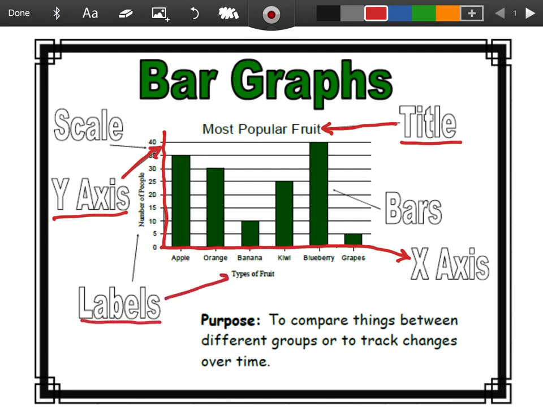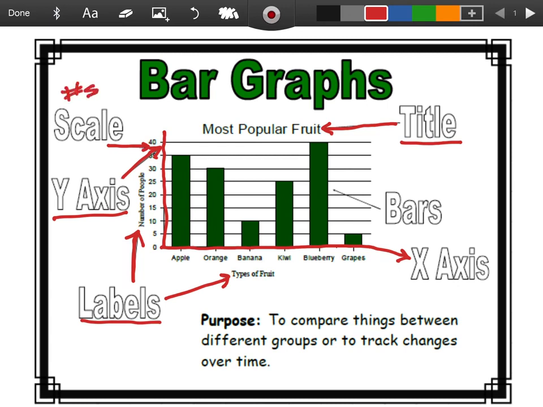So my x-axis is what's the information at the bottom telling me? And my y-axis is what is the height? What do the numbers on the left tell me? The scale is what you're counting by. This is no different than a traditional graph where you have to know what each line means. So that's what your scale is. The scale is your numbers.